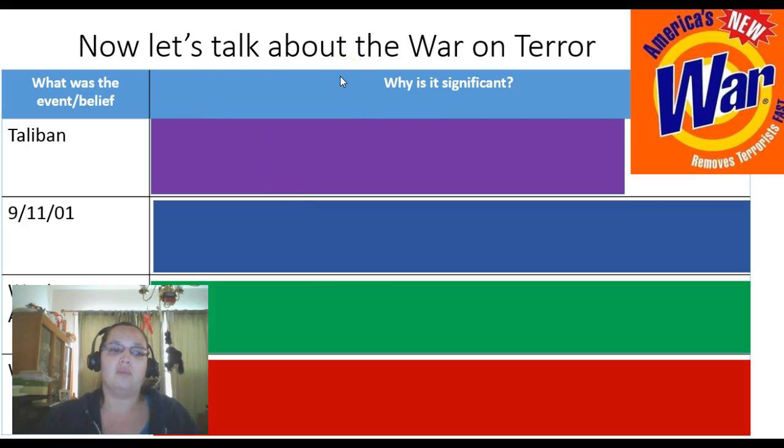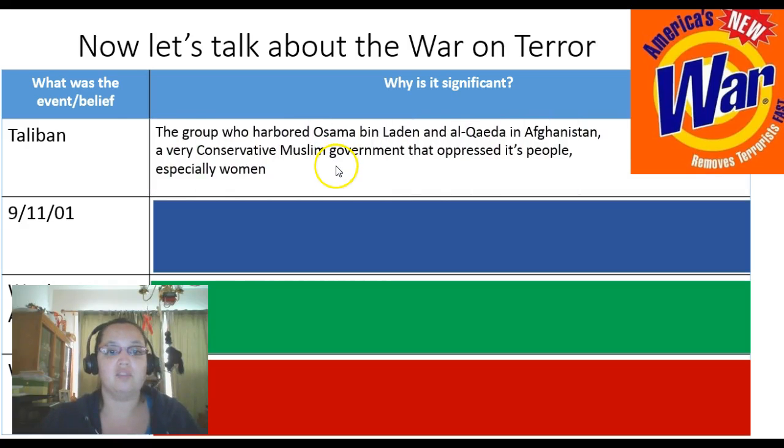When you think about some of the events of the war on terror, one group you have to think about is the Taliban. This group who harbored Osama bin Laden and the Al-Qaeda in Afghanistan. This is a government that was very conservative and it was considered very repressive. It oppressed its people, especially women. Something you can compare, for example, in communism, there really was only one way of doing things, one way of thinking. Taliban was very similar. Both really believed in kind of one way and they didn't allow for opposition. So that might be a way that you think of them as similar.